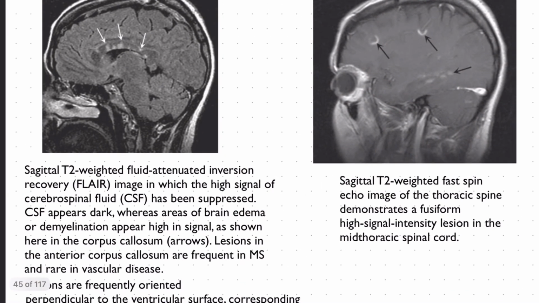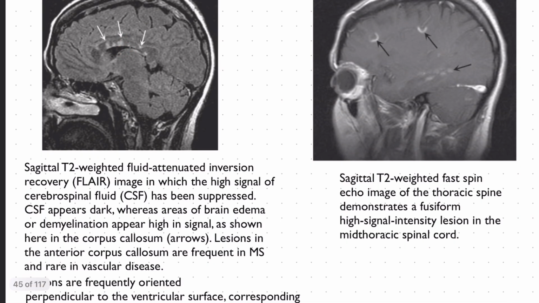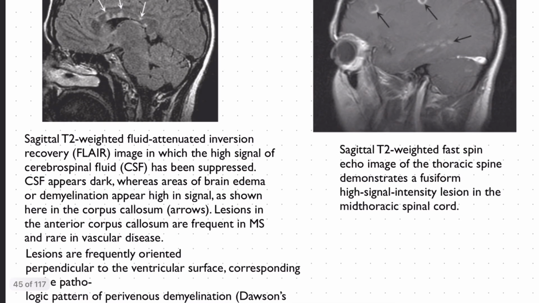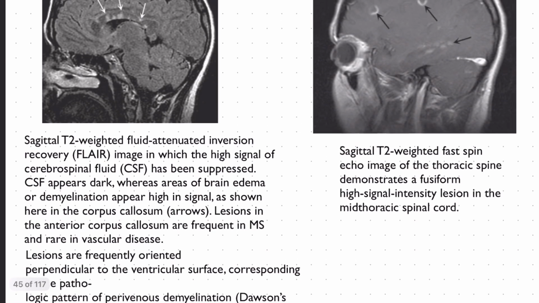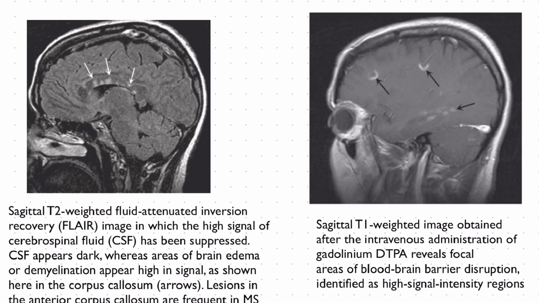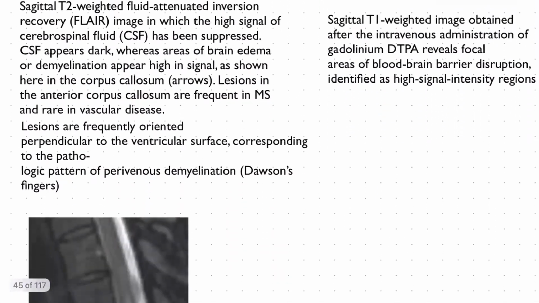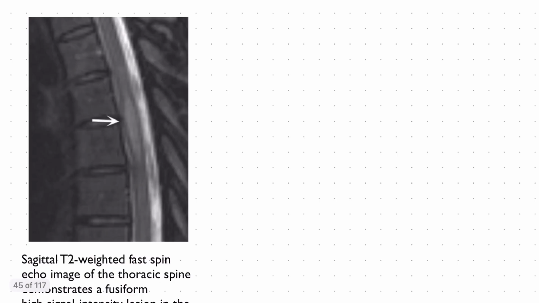Now, these lesions are frequently oriented perpendicular to the ventricular surface, corresponding to the pathological feature of perivenous demyelination, or Dawson's fingers. In the other image here, we see these spots, which are spots of blood-brain barrier disruption identified by gadolinium DTPA as high signal intensity regions. In the spinal cord, on T2 sagittal, the fusiform high signal intensity lesion is seen, which is a plaque, as seen in the other image before.